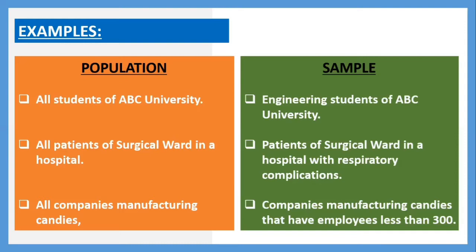And the last example, all companies manufacturing candies. And under sample, companies manufacturing candies that have employees less than 300. So I hope this is clear. This is just very easy because a population is the totality of objects, etc. While a sample is just a representative of the population from where it is taken.